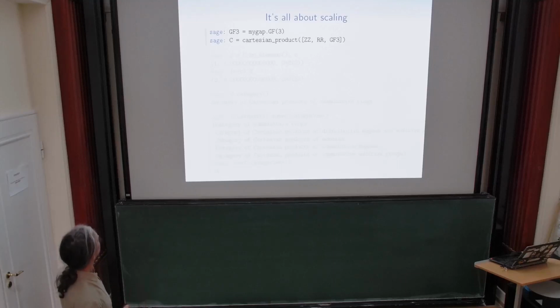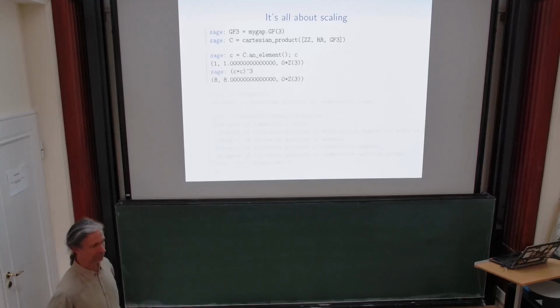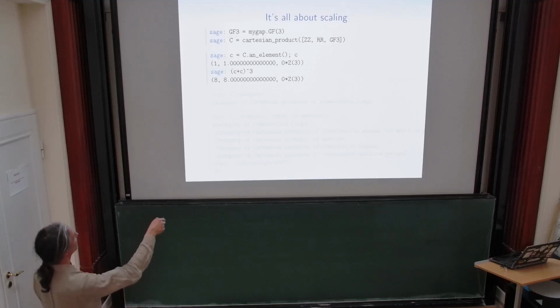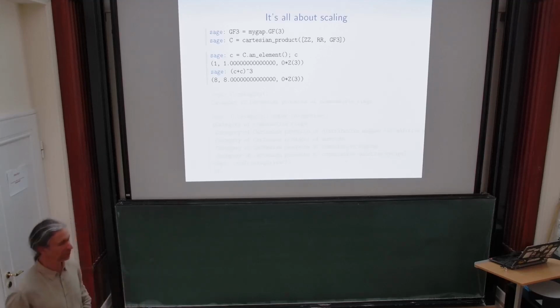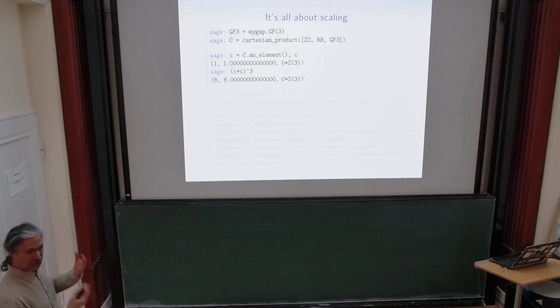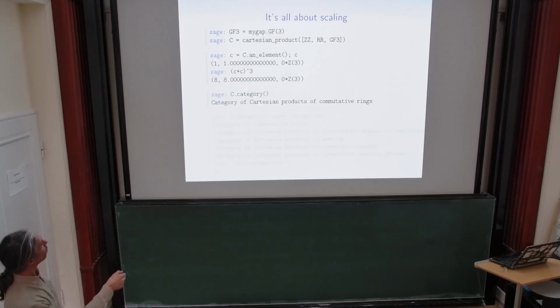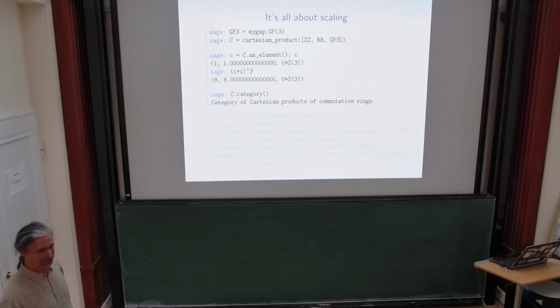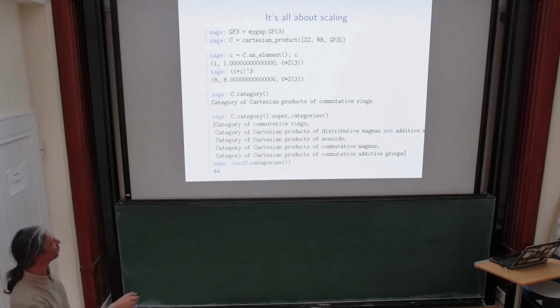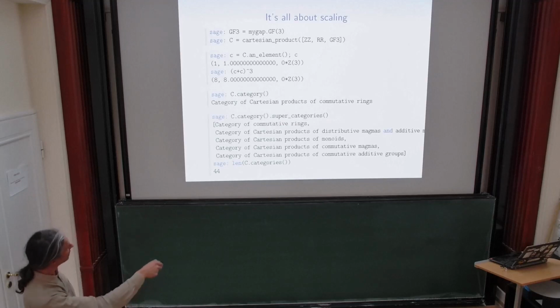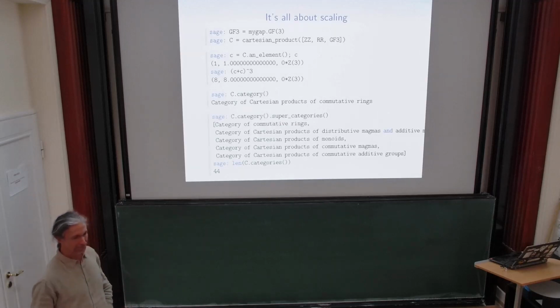Once you've done this, you can ask for an element. If I ask for an element of an integer, a real number, then I can do computation and it just does everything for you, which is nice. And then I can ask, oh, by the way, what is the category of this? Well, it's a Cartesian product of a bunch of commutative rings. And because it's a Cartesian product of commutative rings, it is a commutative ring, and it has all these blah, blah, blah. Shouldn't that be the category of commutative rings?